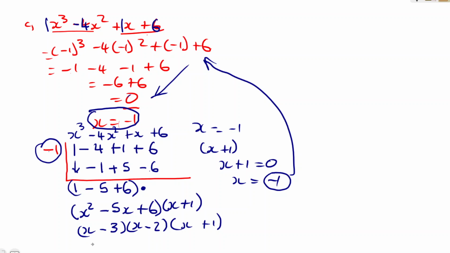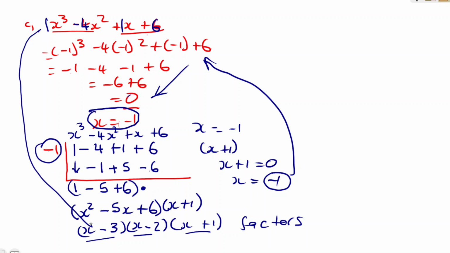So x minus 3, x minus 2, and x plus 1, all of these are your factors. When you substitute 3 into this, it will give you a 0. When you substitute 2, it will give you a 0. If you substitute negative 1, it will give you a 0. So these are your factors. This is how we factorize this cubic polynomial, and that's what we call synthetic division. So this is example number 1. I'll try to do example number 2. You can pause the video and check if you are following what we did here.